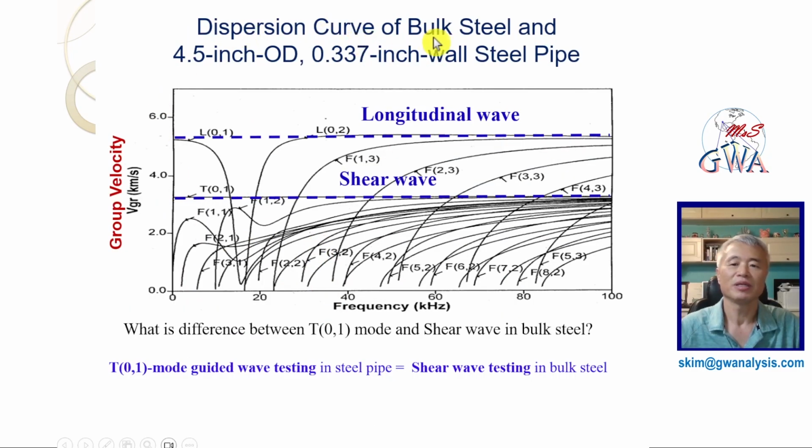This slide shows the dispersion curve of bulk steel and 4 MPS steel pipelines. The dispersion curve of bulk steel was drawn with dotted blue lines. The dispersion curve of the 4 MPS steel pipe is plotted with solid black lines. Please check the difference between T01 mode in 4 MPS steel pipe and shear wave mode in bulk steel. They are the same in dispersion curves and particle displacement relative to the wave propagation direction. We can conclude that the T01 mode in guide wave testing in steel pipe is equivalent to shear wave testing in steel pipe.